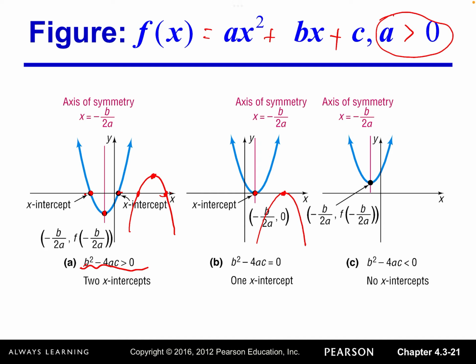For the discriminant less than 0 case, if the parabola opens up, the vertex is above the x-axis. That's why it never crosses or touches the x-axis. If the parabola opens down, that's this kind of situation. The vertex is below the x-axis. That's why it never crosses or touches the x-axis. All right, so the value of the discriminant represents how many x-intercepts we're able to locate on the graph of a quadratic function.